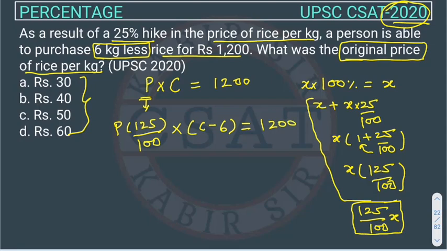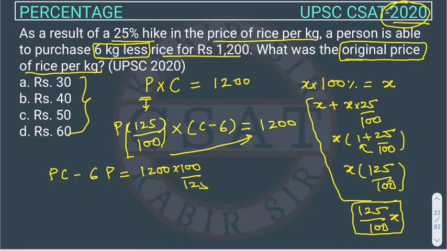Right. So we will solve it. So this will go this side, right? And the P will go inside. So it will become PC minus 6. P is equal to 1200 into 100 upon 125.